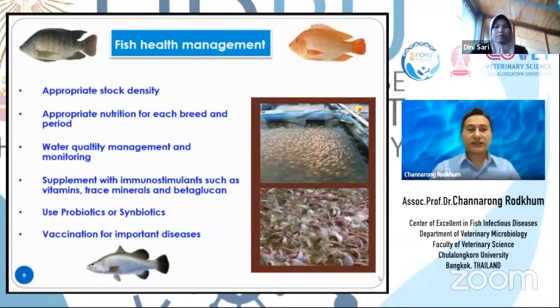For fish health management, we have to have appropriate stock density, appropriate nutrition for each breed and period, and water quality management and monitoring. Sometimes we have to supplement with immunostimulants such as vitamins, trace minerals, and beta-glucan. We can use probiotics or synbiotics to promote fish health. Finally, we can use vaccination to prevent important infectious diseases, both bacterial and viral.